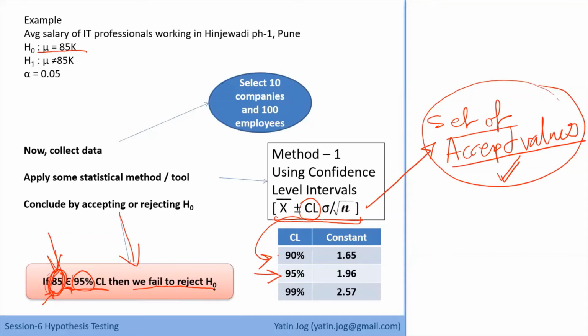But we never say we accept H0, or that H0 is correct. As an analyst, you are not allowed to tell what is correct, or what is right. As an analyst, you are allowed to tell what is not correct and what you fail to reject. So my basic assumption mu equal to 85K seems to be right because it is part of the set of accept values, but still you cannot say that I accept H0. You have to say I fail to reject H0 based on the available data.